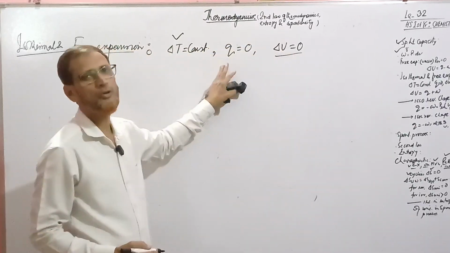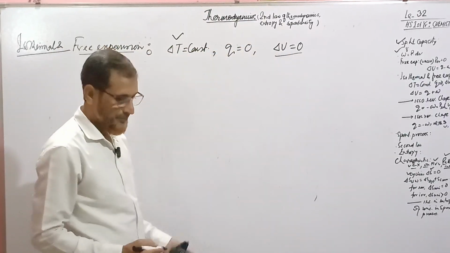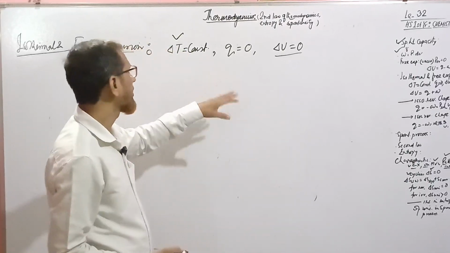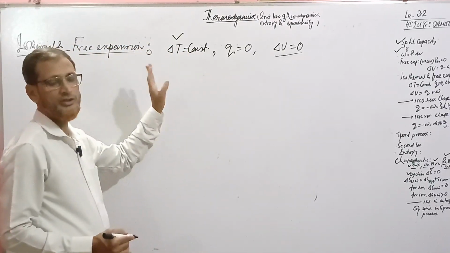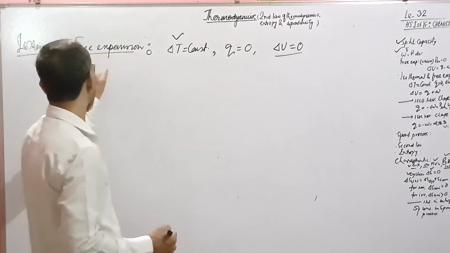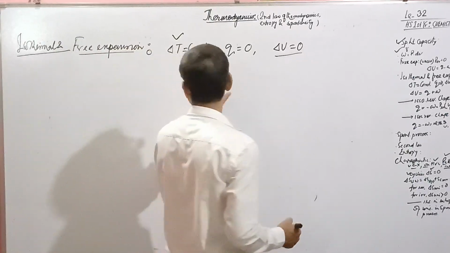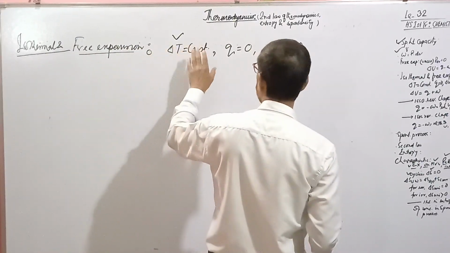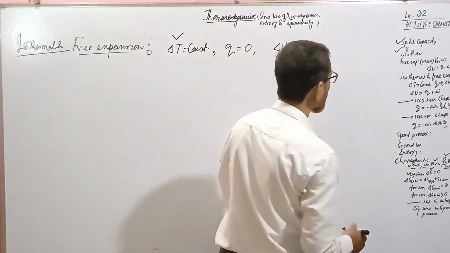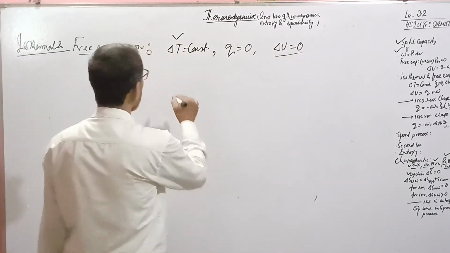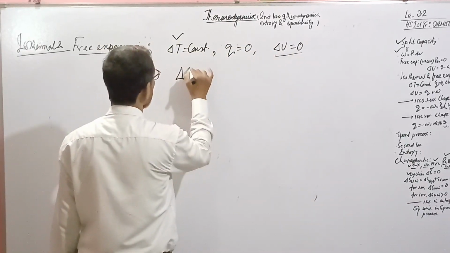Very often a small question is asked: which of the following quantities is equal to 0, or this is equal to that, in the isothermal process. Am I right? So for isothermal process, again let me explain.